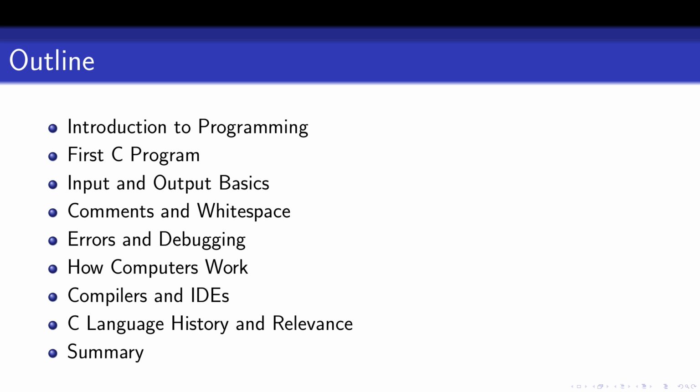We'll also cover how to handle common programming errors, both syntax errors that prevent your code from compiling and logic errors that produce incorrect results even when your code runs. Then we'll zoom out and explore what's happening behind the scenes when your program runs, how the processor, memory, and storage work together. We'll also introduce you to tools like compilers and IDEs, which make programming easier and more efficient. Finally, we'll wrap up with a bit of history about the C language and summarize everything you've learned.